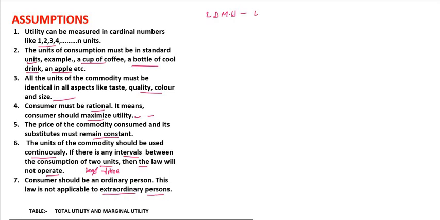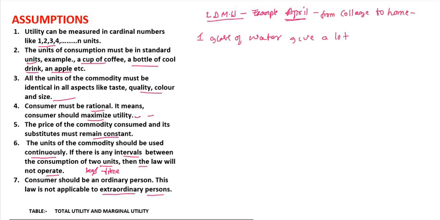Let's take an example to explain the law of diminishing marginal utility. Suppose in the month of April, or you may take any month, but now we are taking April because it's too hot. A student comes home from college and starts drinking water to quench her thirst. The first glass of water gives a lot of satisfaction. The first glass of water has a great utility for her, because when people feel thirsty and start drinking, obviously the first glass of water will give a lot of satisfaction.